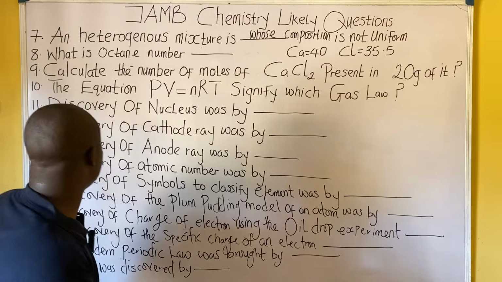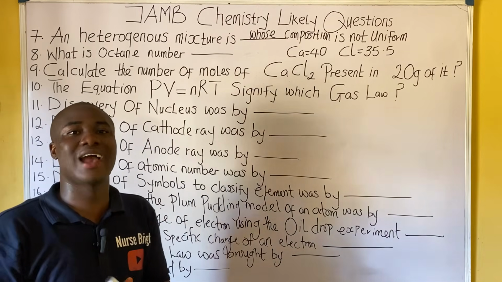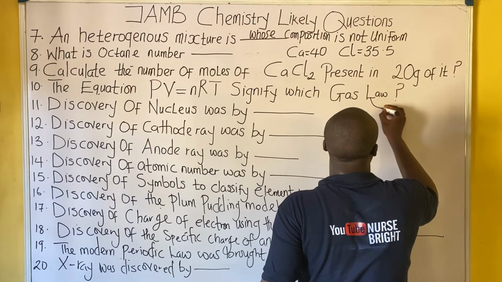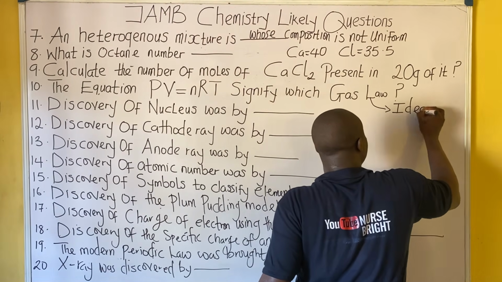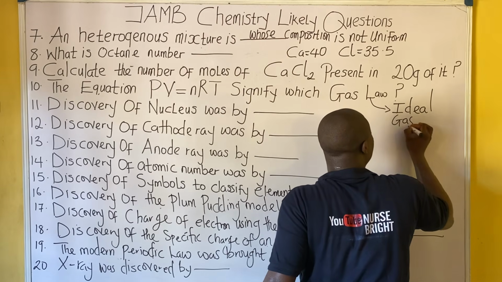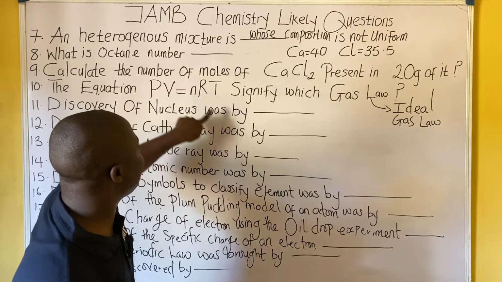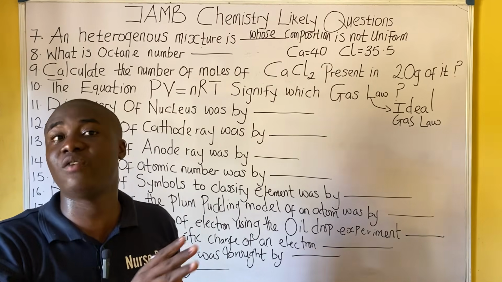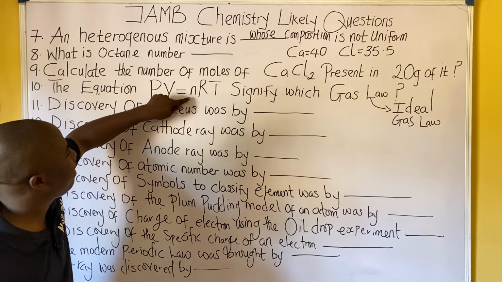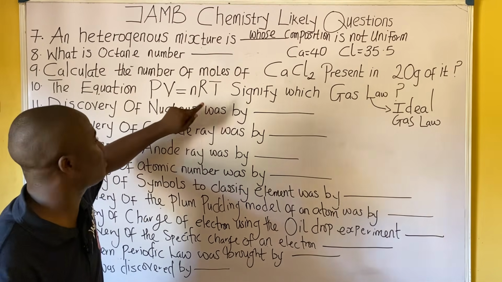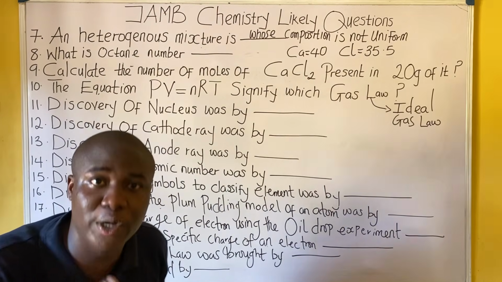The question says, the equation PV is equal to nRT signifies which gas law? The law that this formula signifies is the ideal gas law, or we can simply say the ideal gas equation. The equation is PV is equal to nRT, whereby P means pressure, V means volume, n is number of moles, R is a constant called the molar gas constant, and T is temperature in Kelvin.